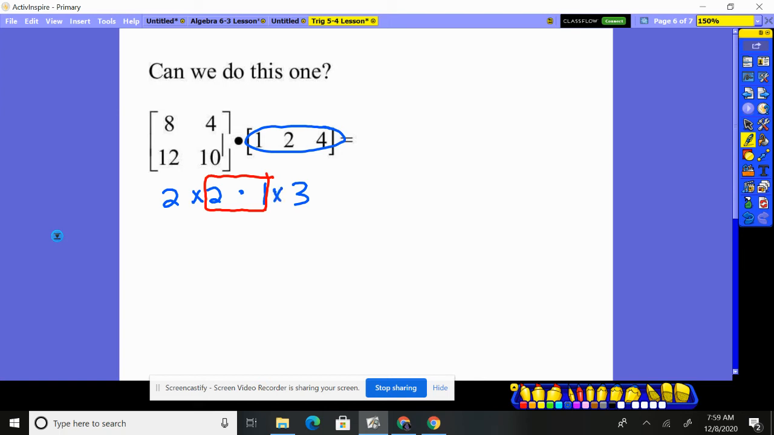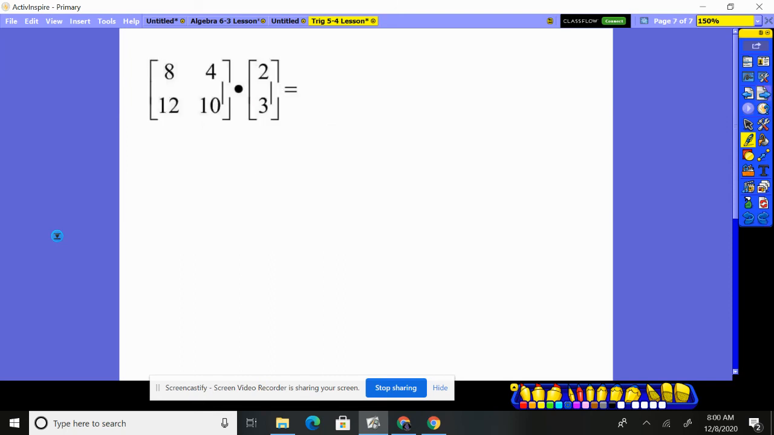those inner numbers don't match. If they don't match, you can't multiply the matrices. The matrices will not multiply if those numbers are not identical. They must be exactly the same. And like I said, you would quickly realize when you tried going 8 times 4 times 1, wait, something's not working here. So those will not multiply.